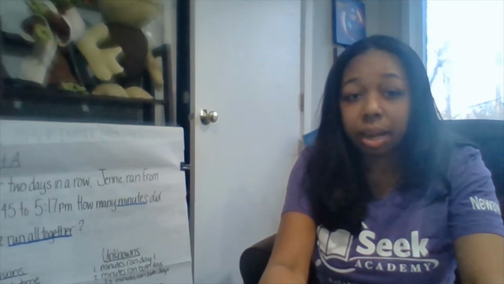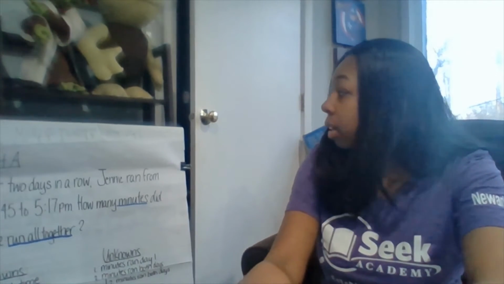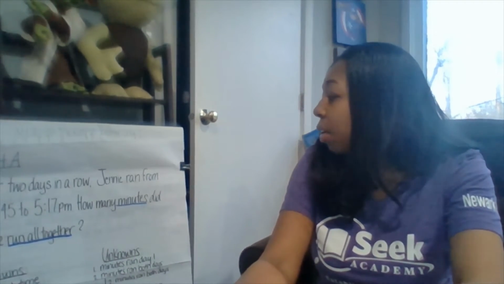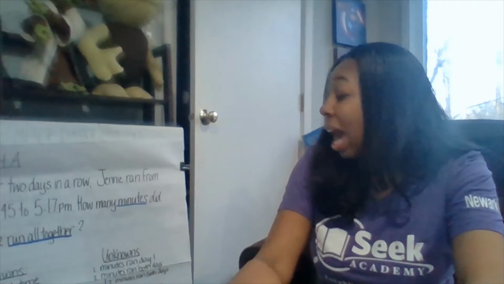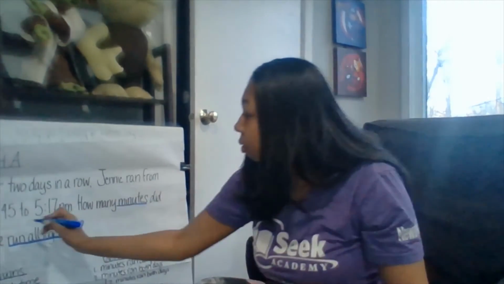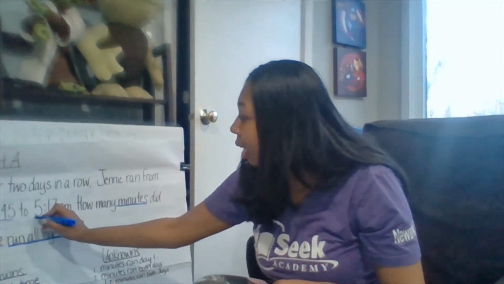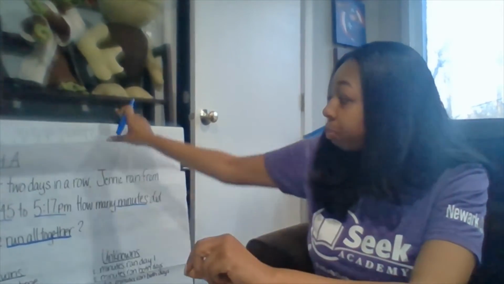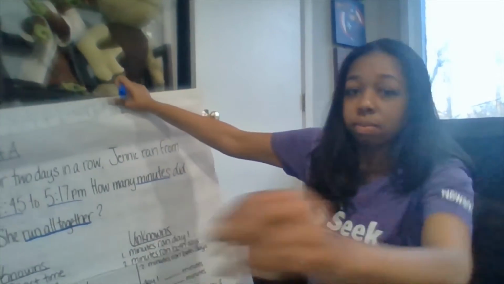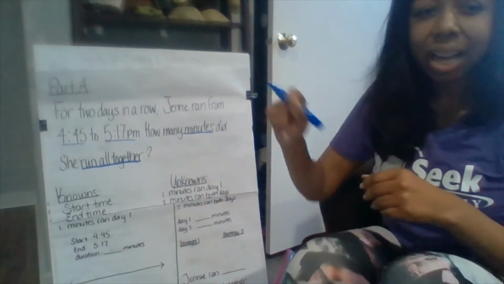That's our first read. So our second read, we need to think about what information is known and what information is unknown. Let's read again. For 2 days in a row, Jennie ran from 4:45 to 5:17 p.m. So I know from the prompt our start time, which is 4:45 p.m., and our end time, which is 5:17 p.m. So I'm going to set up my paper. So I have my knowns and my unknowns.